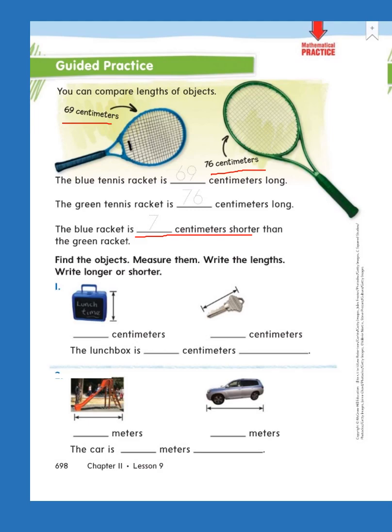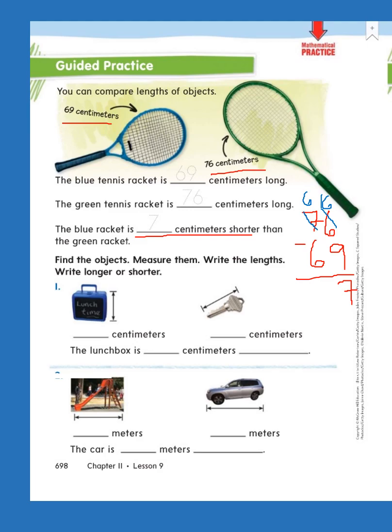How did they do this? Well, we took the 76, that was the green racket, and we took the 69 centimeters for the blue racket. And since we're trying to find the difference, we're going to subtract. The bigger number has to go on top. 76 minus 69 is 7. And I'm sure you all remember the rules for borrowing, right? I turned that 6 into a 16. I think you know all this already.